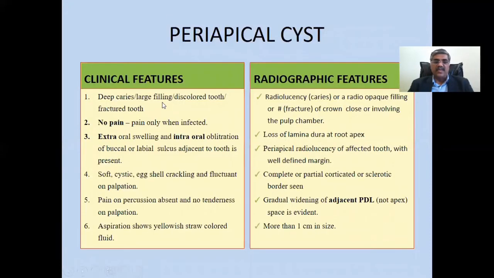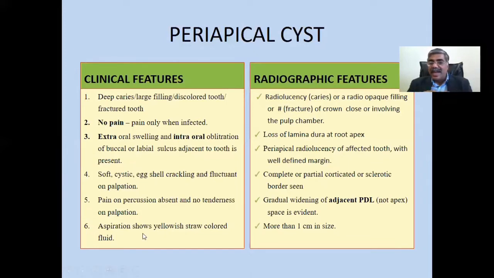Now, what are the clinical features of a periapical cyst? There will be a source of infection, always in the crown, in the form of dental caries, a filling, a discolored or fractured tooth. Absolutely, there won't be any pain. So, a cyst is not a painful condition unless it is secondarily infected. Extraoral swelling will be there, and intraoral fullness of the buccal sulcus or labial sulcus will always be there. If palpated, the cyst will have varied consistency. It can be soft, it can be cystic, it can be eggshell crackling, and it may show fluctuation. Pain on percussion will be absent, and tenderness also will be absent.